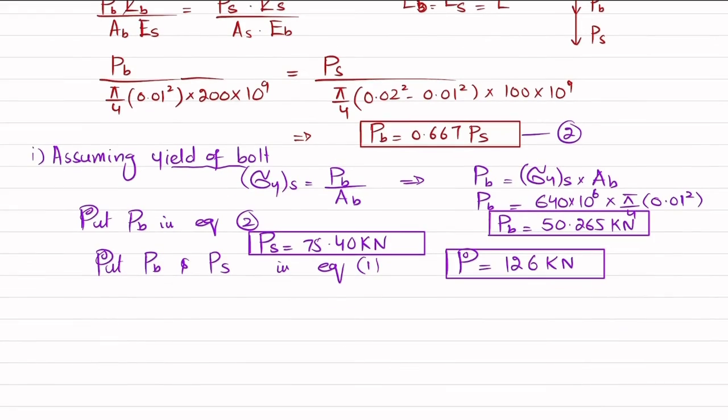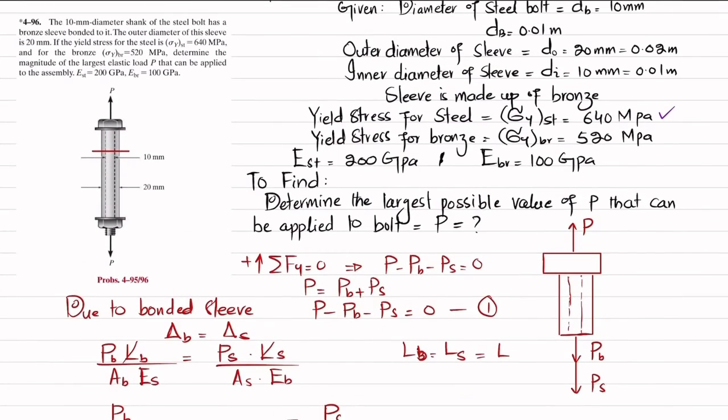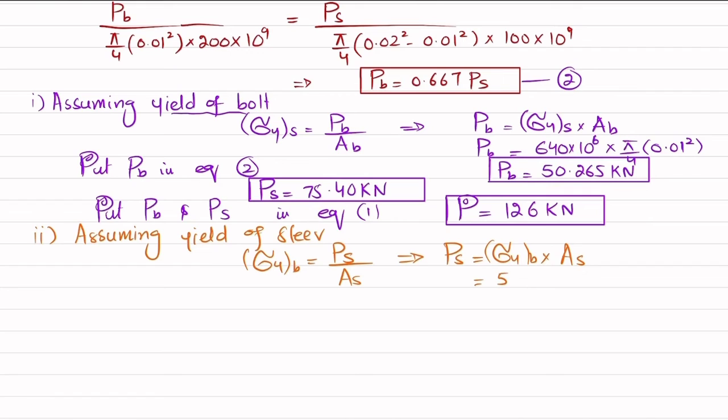Now we will apply the second criterion, which is assuming yield of the sleeve. We know that the yield strength of this bronze is equal to P sleeve divided by area of sleeve. So from here, the load taken by the sleeve will be equal to yield of bronze, because this sleeve is made of bronze, into area of sleeve. Yield stress is 520 megapascal, so 520 into 10 to the power 6 multiplied by the area, which is pi by 4 into d outer square minus d inner square. So d outer is 0.02 squared minus d inner 0.01 squared. Okay.